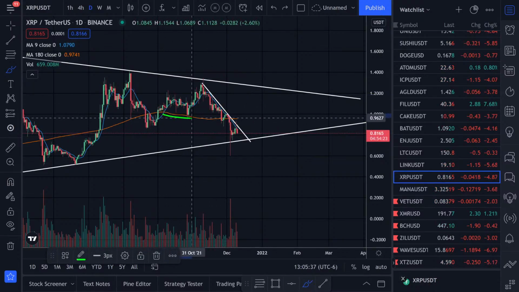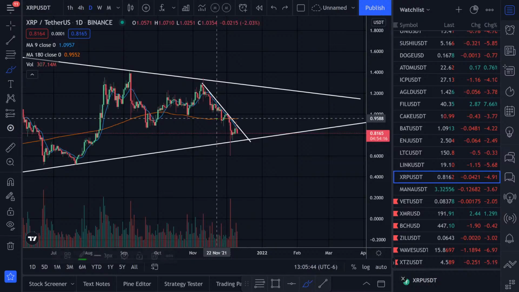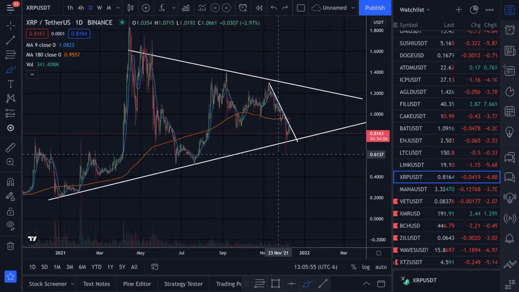What I'd want to see it do is break above this 180 moving average as well. This might give us resistance. This is sitting around 95 cents. So let's see, XRP. I think that pretty much sums it up, right?